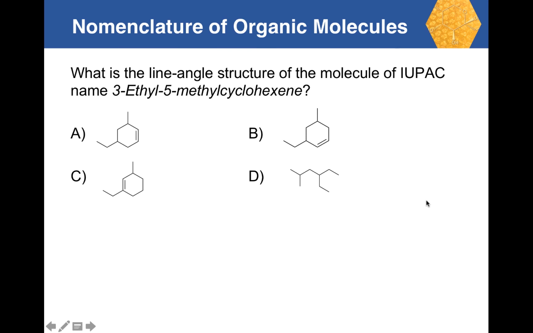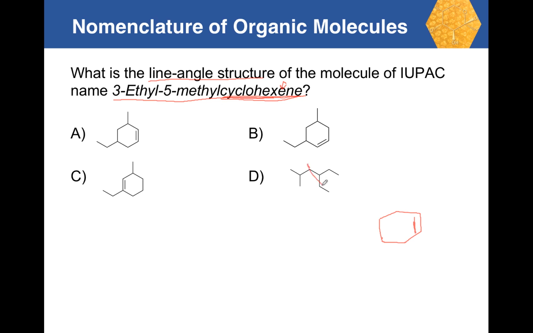Okay, let's look at some examples at a quiz type question. Give the line angle structure of the molecule that has this name: 3-ethyl-5-methylcyclohexene. Looks like a long name, but as you can see here, it's just a matter of combining the different portions of the molecule. My suggestion is start at the end over here. So this is a cyclohexene. So it is a 6-membered ring with a double bond.